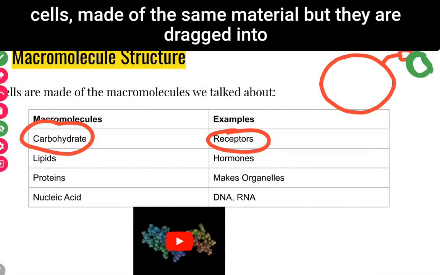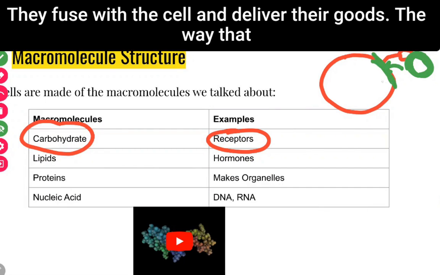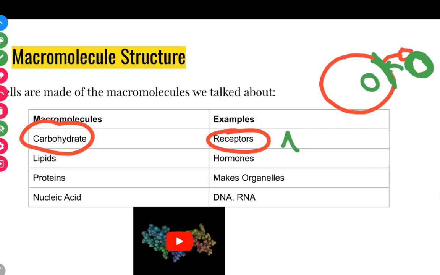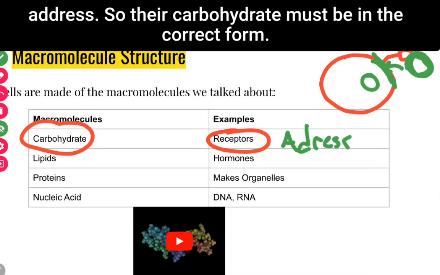Vesicles are like cells, made of the same material, but they are dragged into the cell. They fuse with the cell and deliver their goods. The way that the body knows where to send cells is by their receptor address.